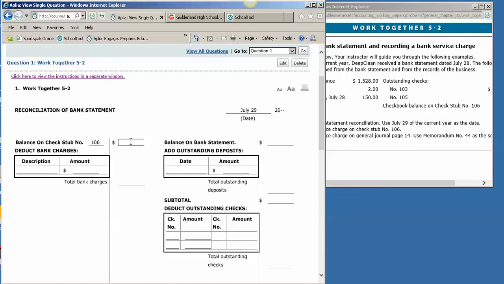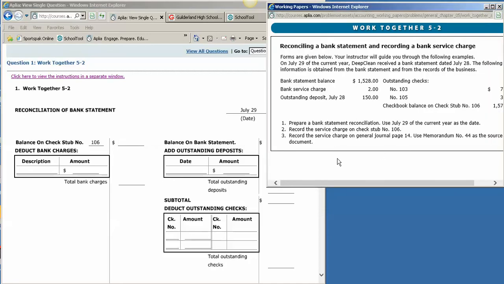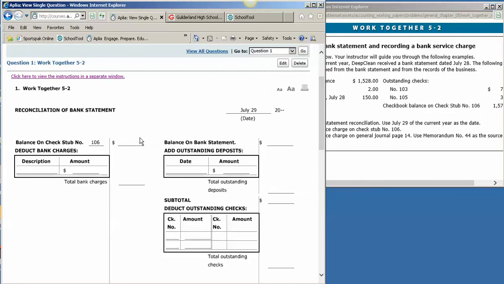So we're going to use the balance on our checkbook stub, which was $1,575. And then we're going to deduct bank service charges. This is going to be a service charge, and the dollar amount of that service charge was $2. And the total bank charges was $2.